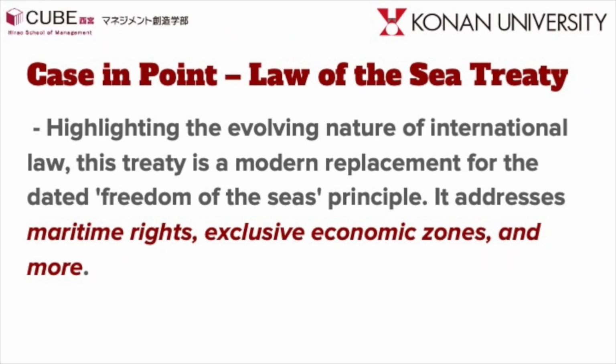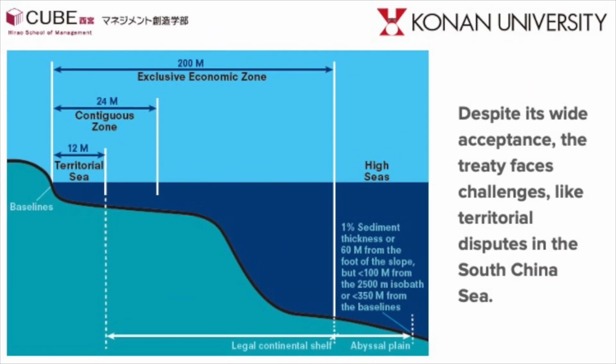One good case in point is the Law of the Sea Treaty, highlighting the evolving nature of international law. This treaty is a modern replacement for the dated Freedom of the Seas principle. It addresses maritime rights, exclusive economic zones, and others. So despite its wide acceptance, the treaty faces challenges. And the territorial disputes in the South China Sea are one good example of this.